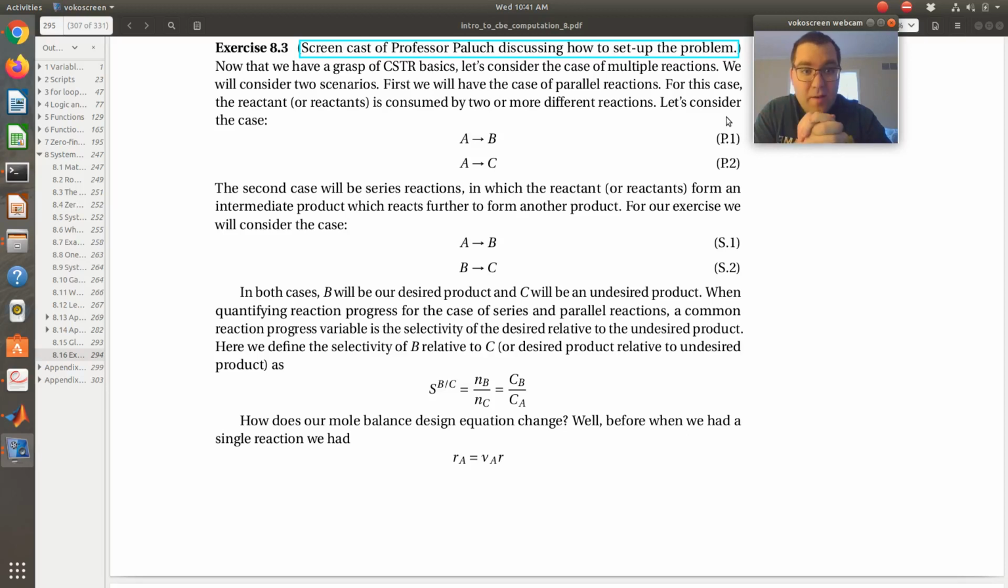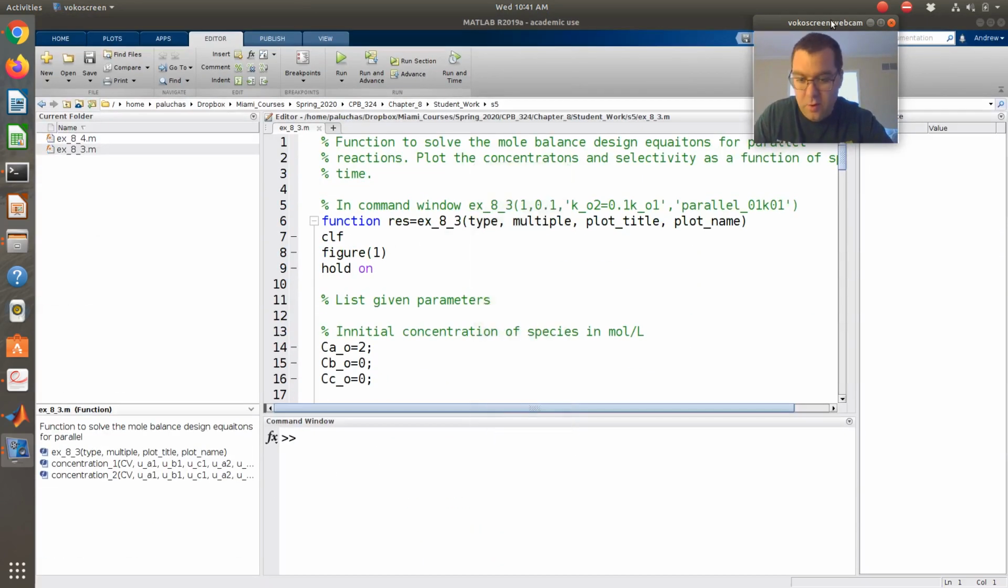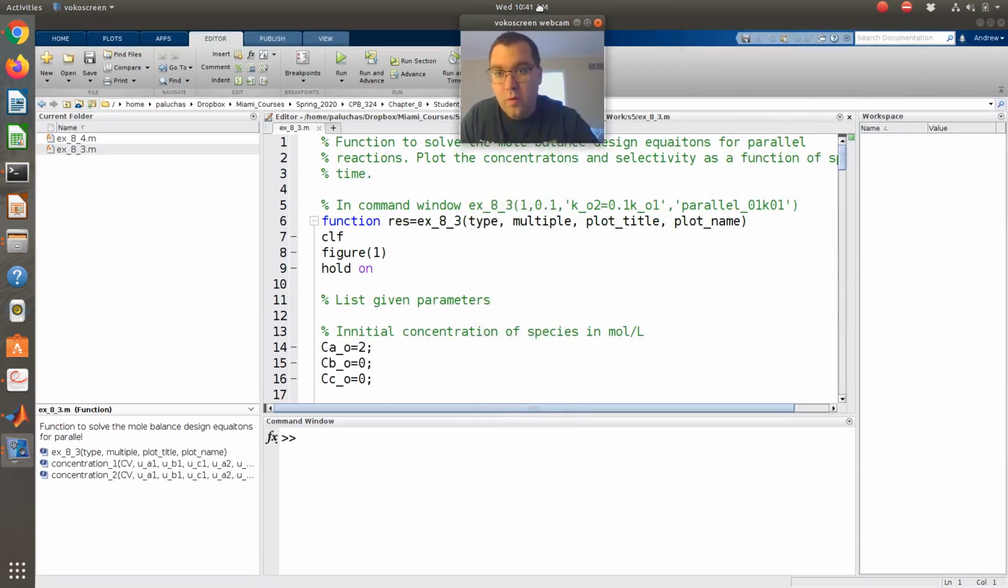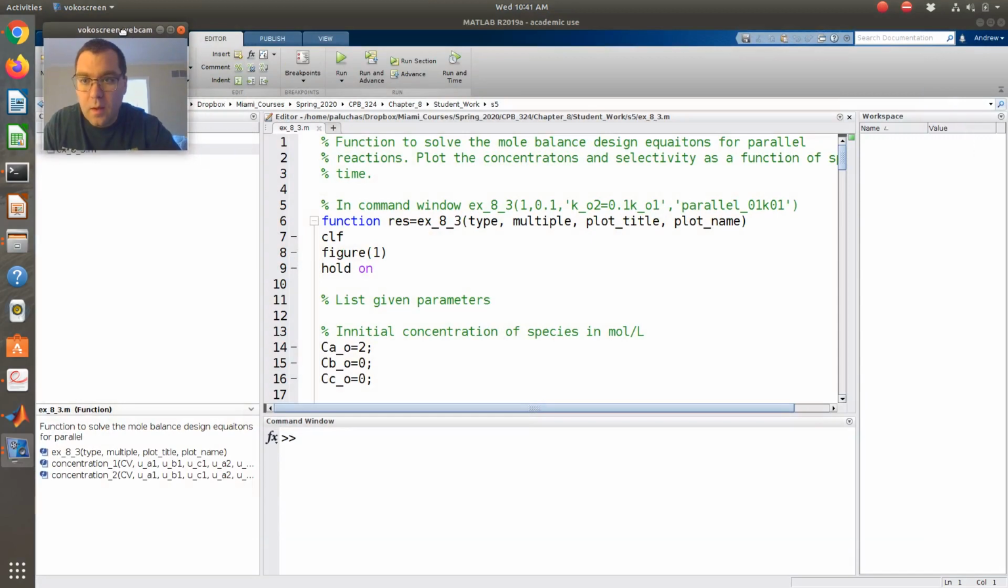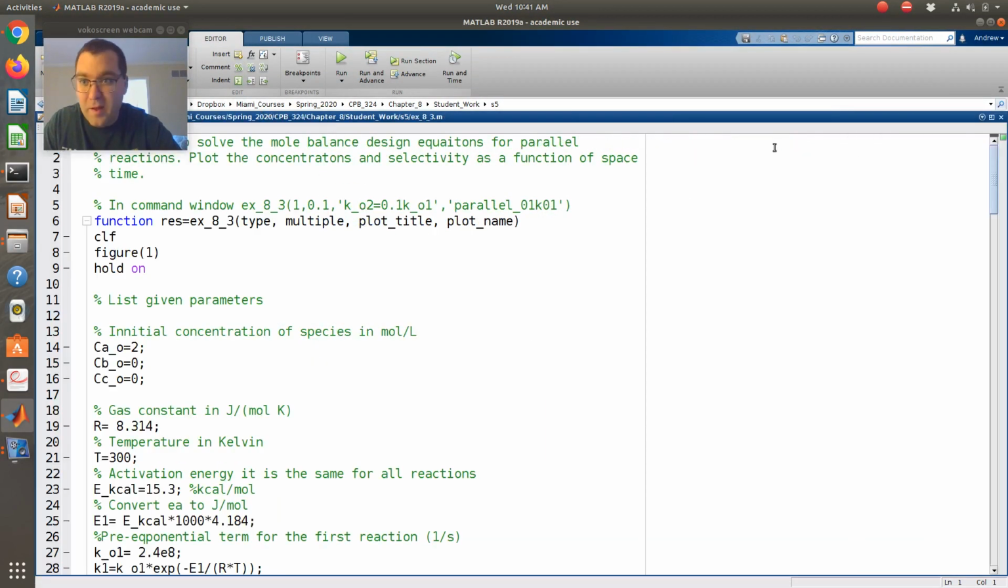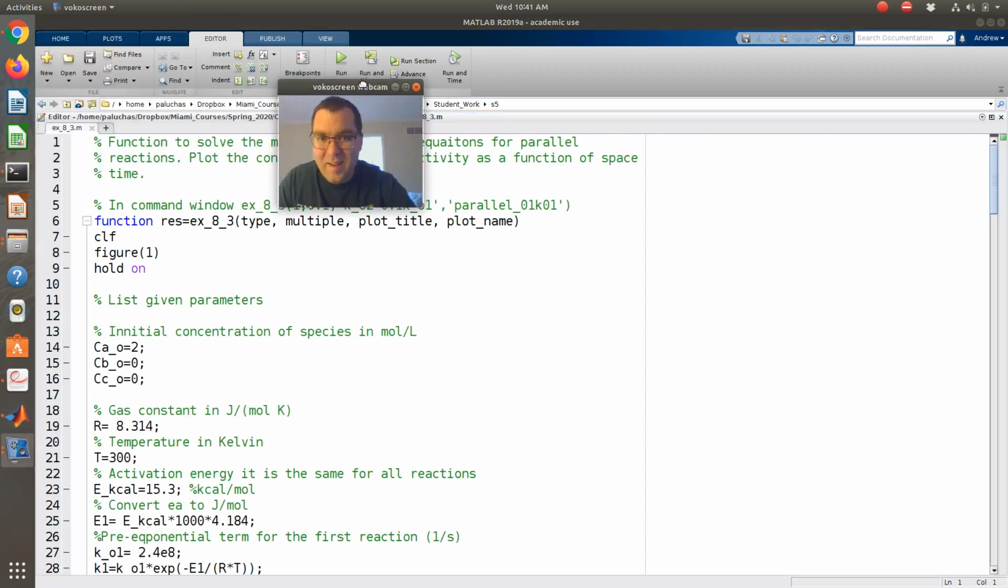All right, another help request for exercise 8.3. So our isothermal CSTR with a series and parallel reaction going on. Okay, so let's take a look at the code that was received. I'm going to make this full screen and see what we have.